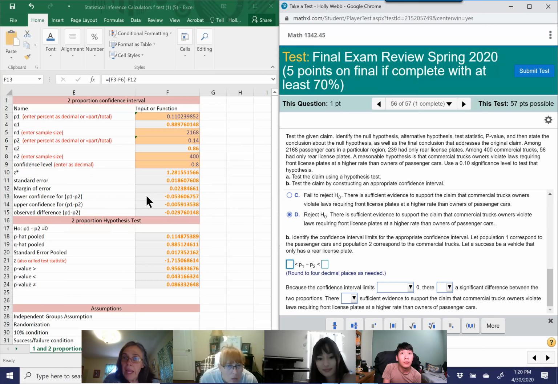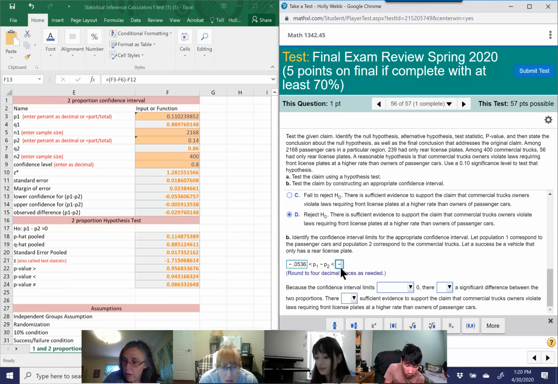So it's going to be negative, let's see, round to 4, negative 0.0536. And my upper is going to be negative 0.0059.